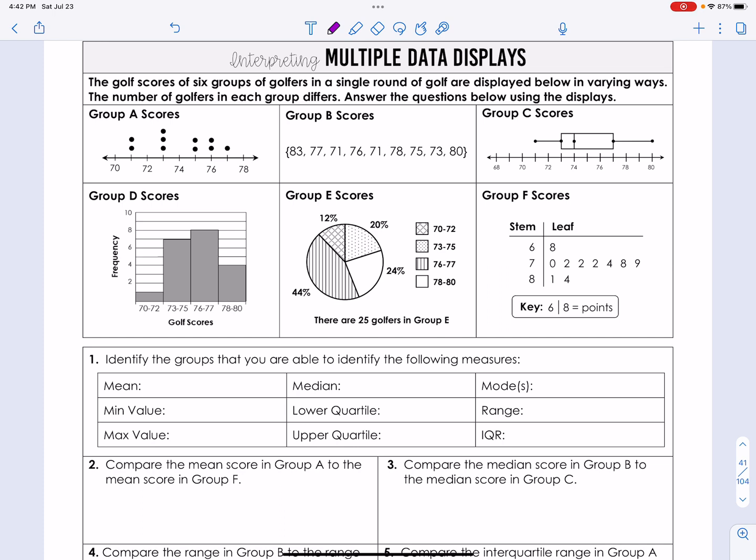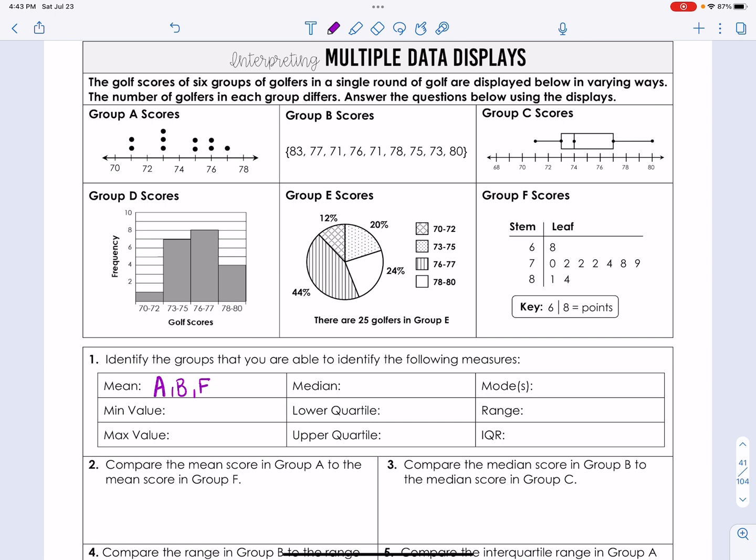Okay, so I can find the mean in A. I could find the mean in B. I could add those up. I could not find the mean in C because I don't know how many of them are in there. I couldn't find it in D. I couldn't find it in E, but I can find it in F because I could make a list.